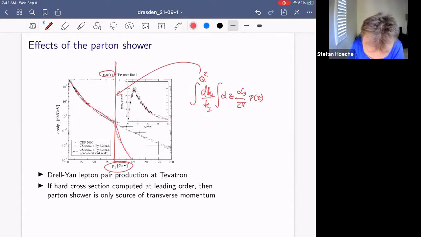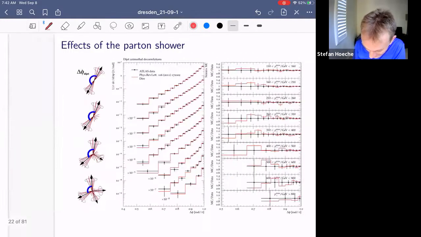the distribution will just fall off as soon as we reach the Z mass. And the reason why there is a bit of smearing here is because there are contributions from subsequent splittings, and also the Z mass is not quite sharp, but there is a Breit-Wigner distribution, and that's the tail that you see.